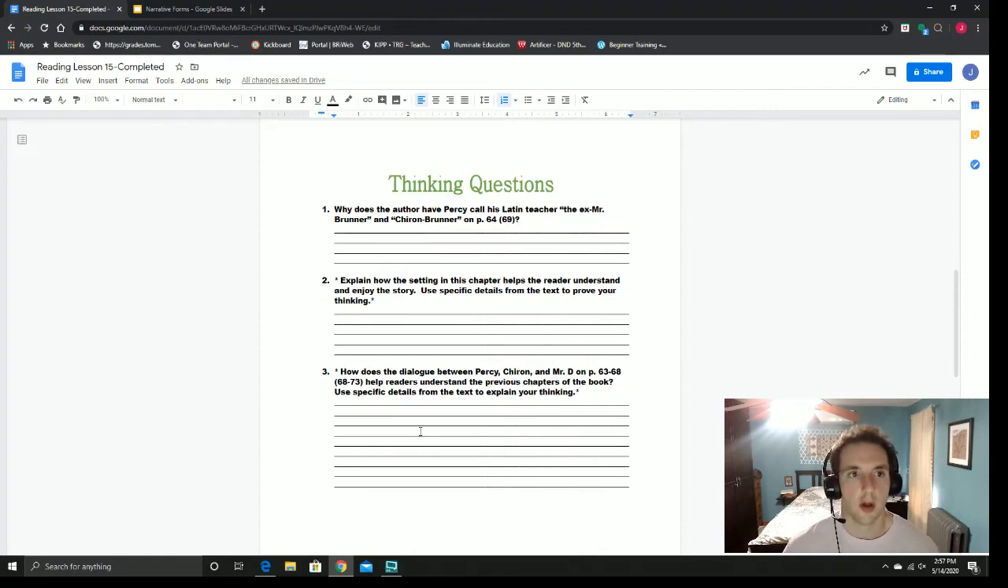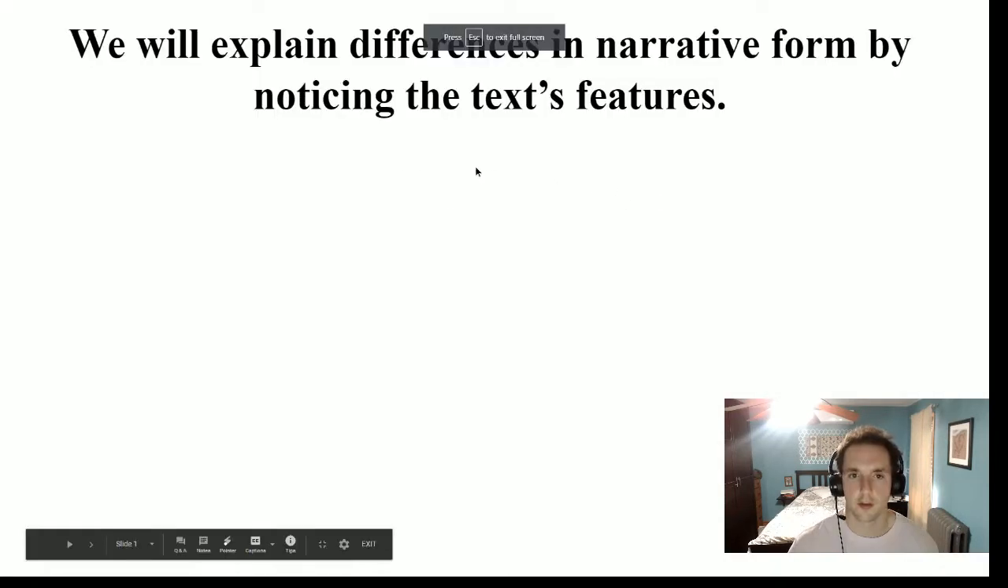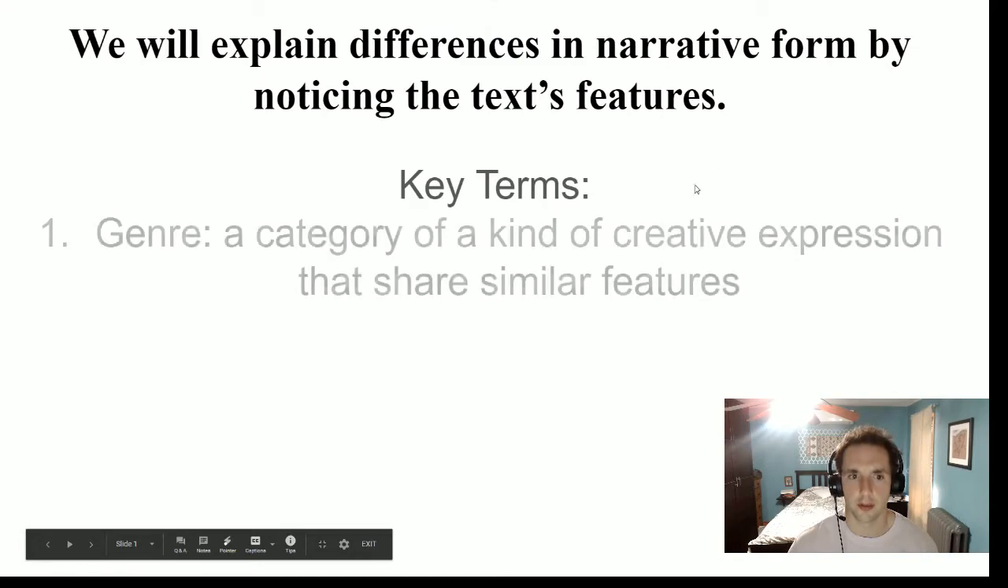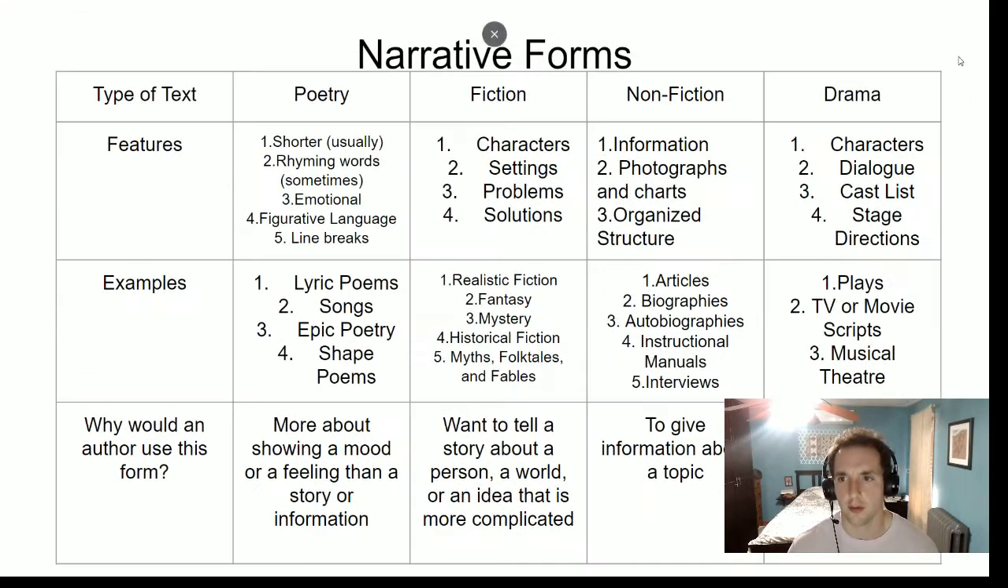So to do that, we're just going to give a quick reminder of a couple different things. First, not actually worried about the objective too much, but just a reminder of the different kinds of narrative forms that we can encounter. We encounter poetry, fiction, nonfiction, and drama. Those are the four main kinds of narrative forms.